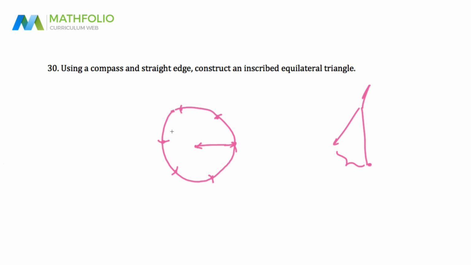So what we would do in this case is we would join up every second one. We would skip an arc, and then this would give us a perfectly equilateral triangle that's inscribed, meaning each vertex of the triangle is touching the circumference of the circle. And every angle, because this is an equilateral triangle, would be 60 degrees.